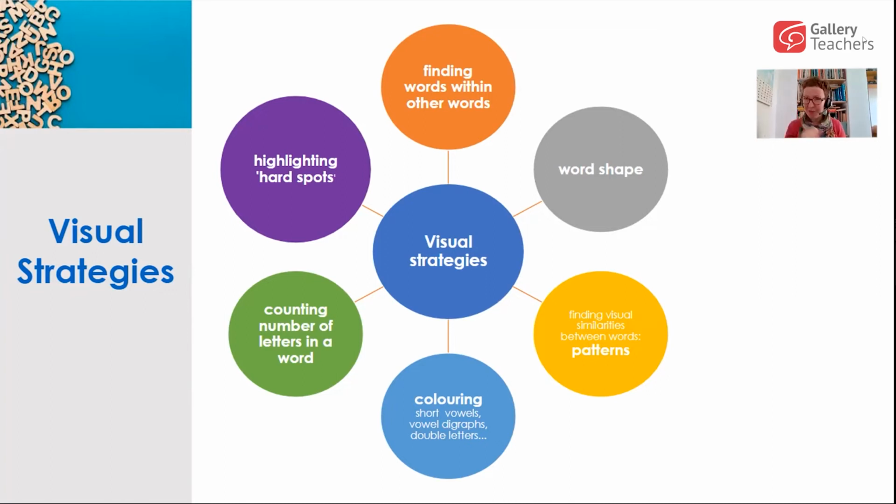So again, I'll show you a couple of examples afterwards. Next, coloring is really useful. It's something that we find a lot of teachers use when it comes to helping students with dyslexia as well, using colors to color the short vowels, color the pairs of vowels, coloring double letters in a word. But colors tend to help students remember the correct spelling of a word.